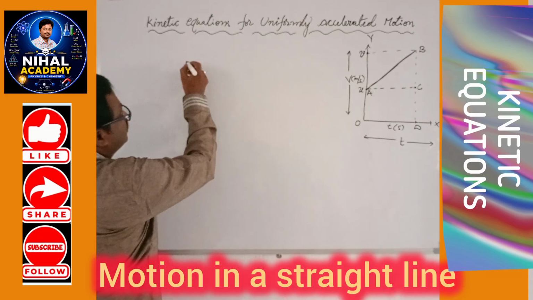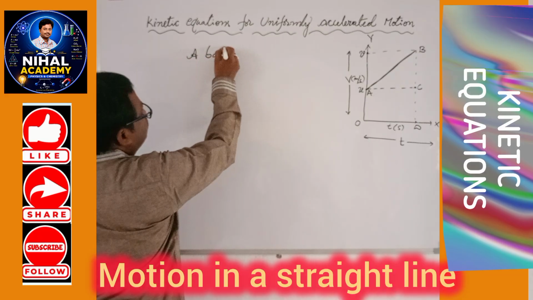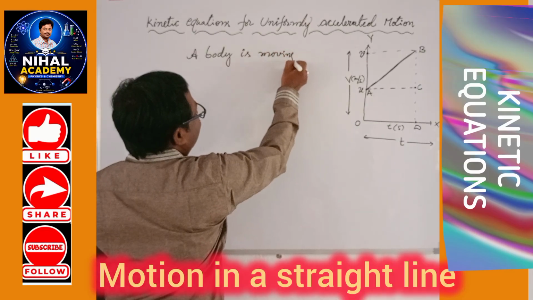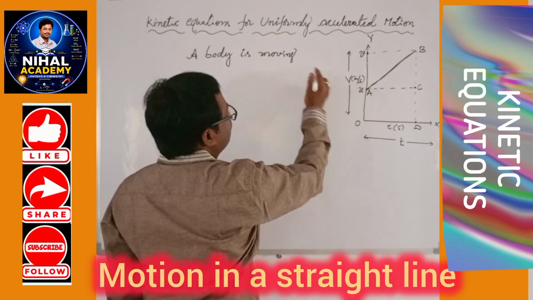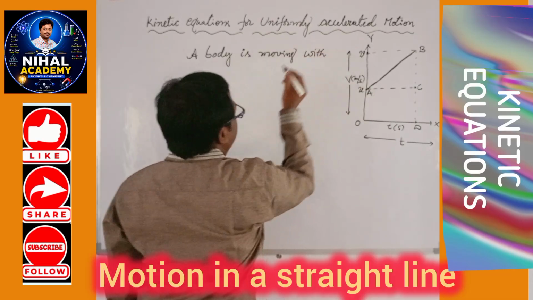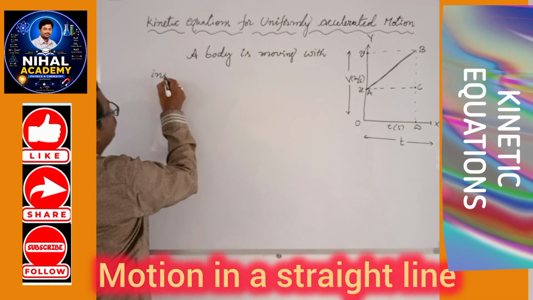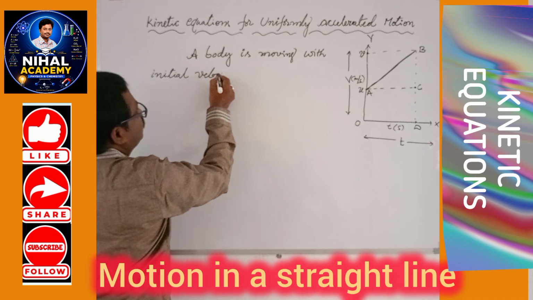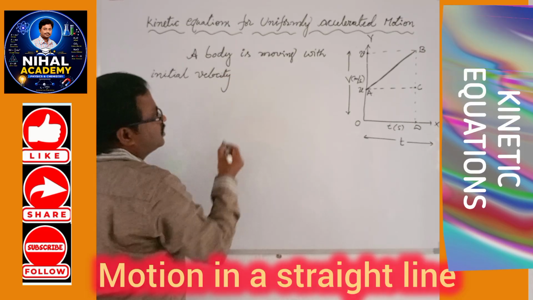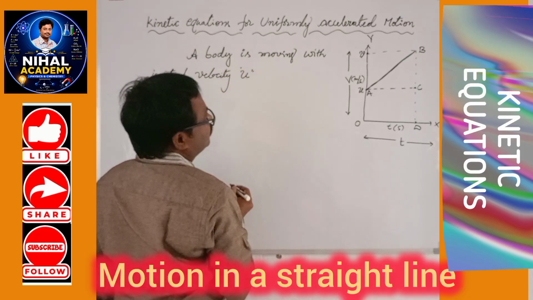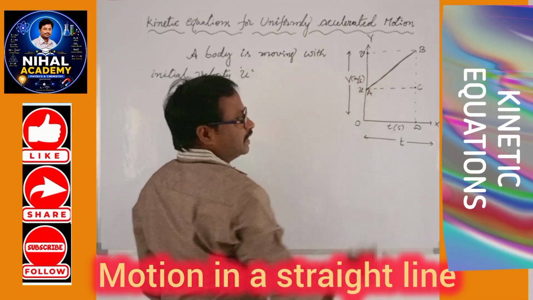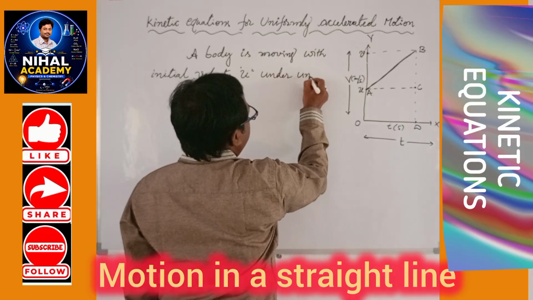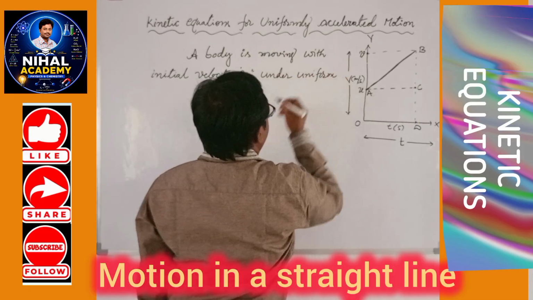So from this we can write: a body is moving with initial velocity u and under uniform acceleration.